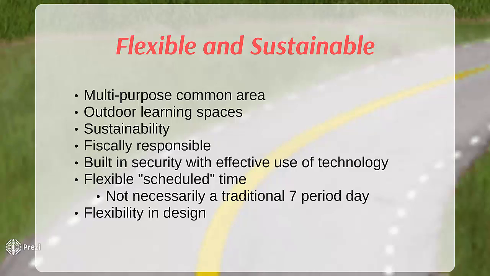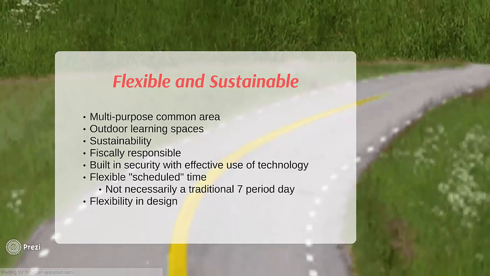The third area, a design needs to be flexible and sustainable. We need multi-purpose common areas, outdoor learning spaces. Sustainability, this came up over and over again. We're designing for the long term, not just for immediate needs. It needs to be fiscally responsible. If something's going to be sustainable, it has to be fiscally responsible. It needs building security with effective use of technology. We want a flexible schedule time. What we mean by this is not necessarily a traditional 7-period day. And there has to be flexibility in design.